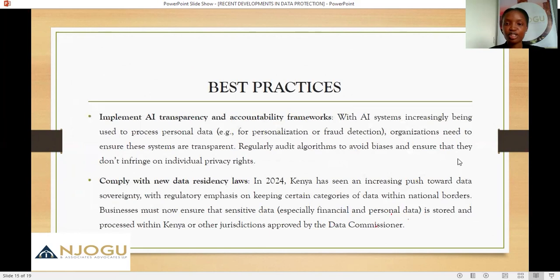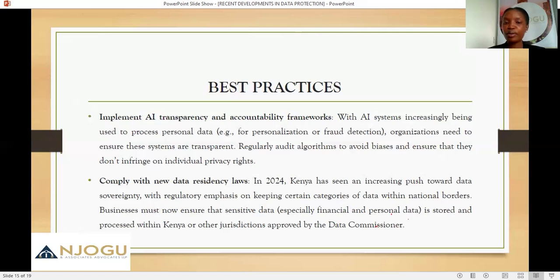Great. So what are the best practices if you look at it? Firstly, implement an artificial intelligence transparency and accountability framework, with AI systems increasingly being used to process personal data. I was just looking at a particular bank service being offered by a particular bank in Kenya, where you no longer need to open a bank account physically. You can open your bank account by using your cell phone. So how is this encrypted and who is responding at the back of the platform? Is it an artificial intelligence system? Is it AI? All right. Organizations need to ensure these systems are transparent, with regular audits of algorithms to avoid bias and ensure that they don't infringe any individual's privacy rights.